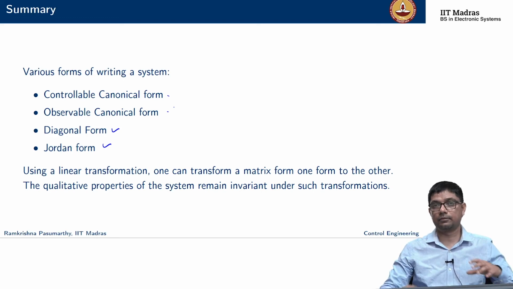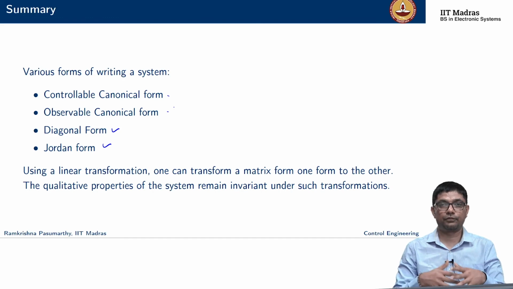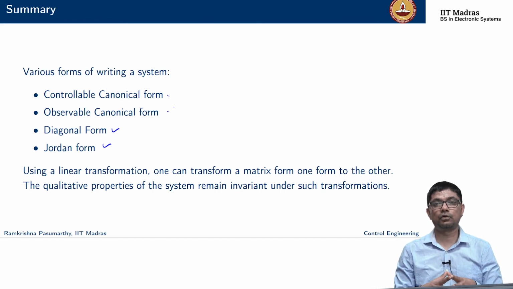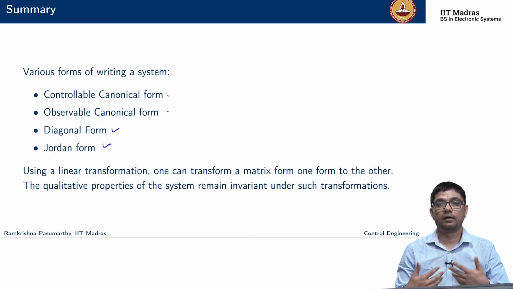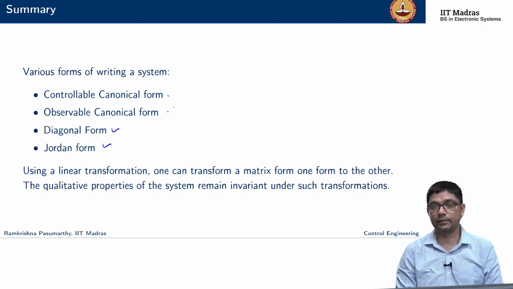So with this bit of math and different canonical forms, we'll go on to analyze some more properties, asking ourselves a question: is a system controllable, or when is a system controllable, and then build our analysis based on that. That's coming up in the next lectures.